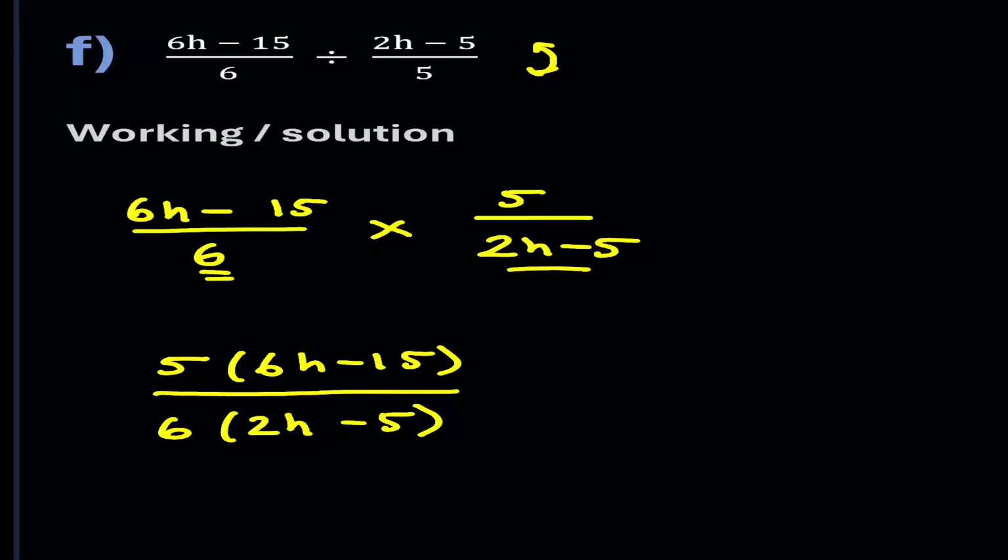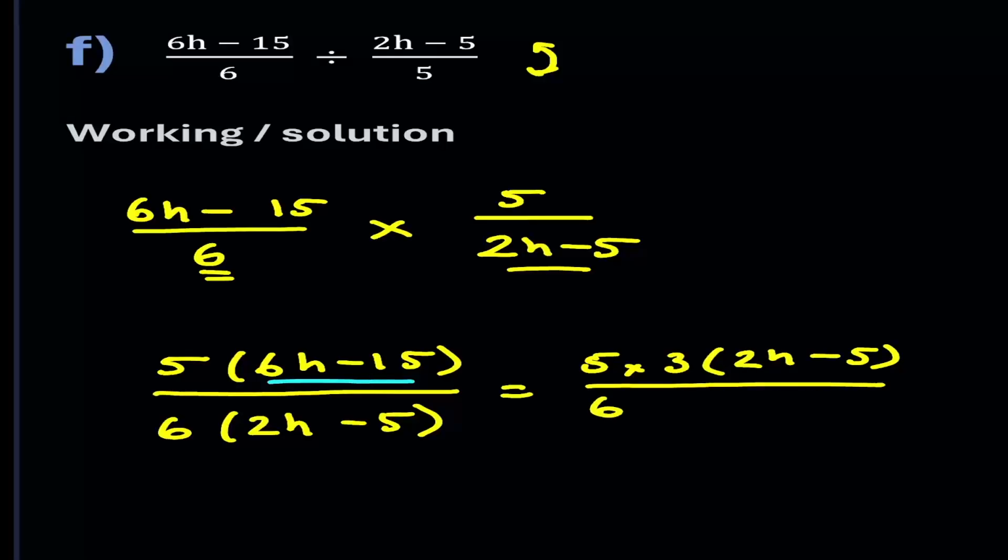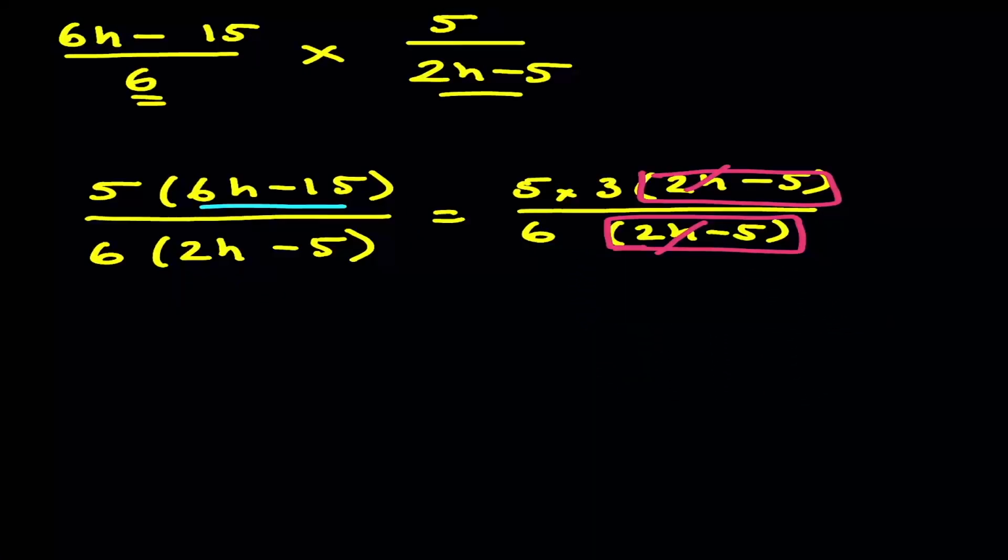Well, we can factorize this, right? 3 is common to both of them. So my numerator, you still have that 5, and then we take out 3 as a factor. That leaves me with 2h minus 5 in brackets. In the denominator, you still have that 6, and you've got that 2h take 5. Which means 2h take 5 is common to both of these, so we can just cancel that out.